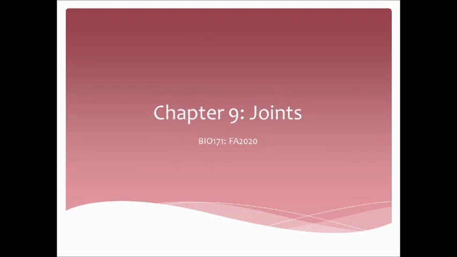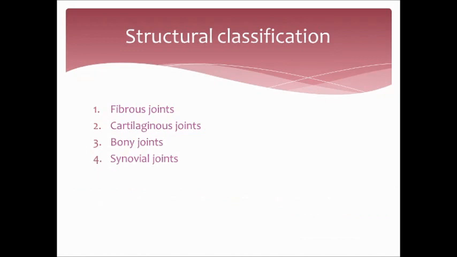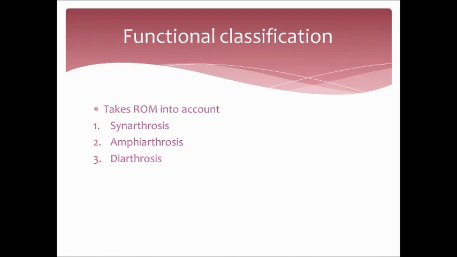So this week we're going to talk about joints and the muscular system. There are four main structural classifications of joints. We have fibrous joints, cartilaginous joints, bony joints, and synovial joints. Functionally, we also can classify joints. This takes into account range of motion, or ROM.